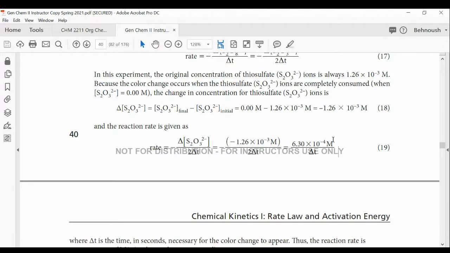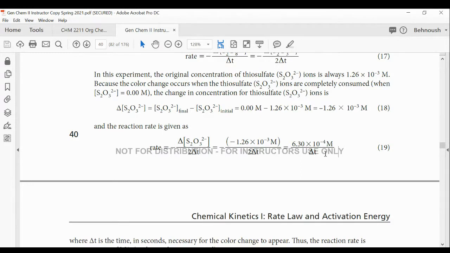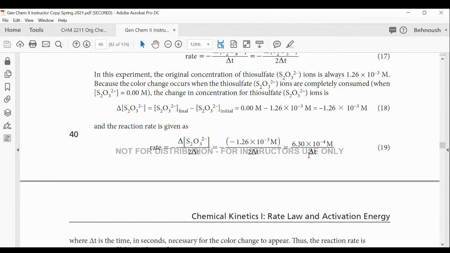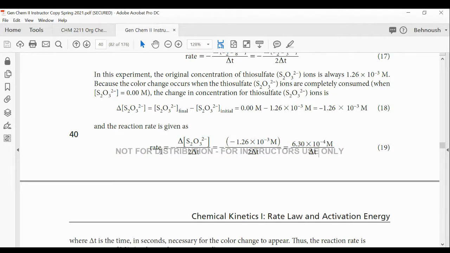6.30 times 10 to the negative 4 divided by delta T. So if for trial 1 the time for color change, or the average time for color change, is 30 seconds, you divide this number by 30, and that gives the rate for trial 1. So you can calculate the rate just by finding the time for color change.